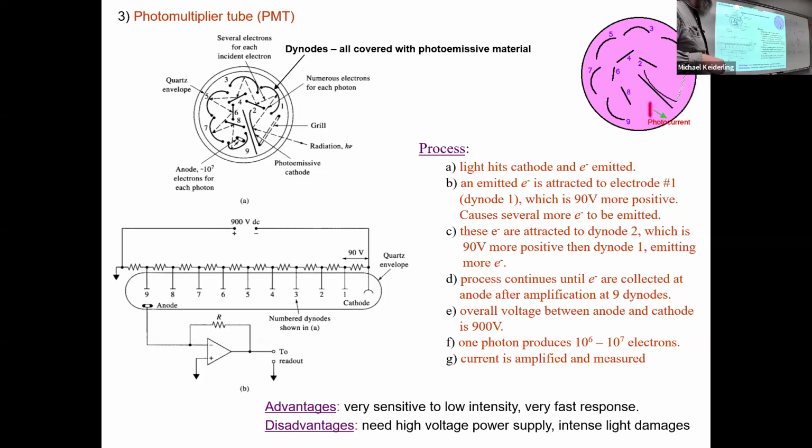It's very sensitive to low intensity and has a very fast response. The disadvantage is you need a high voltage power supply, and intense light can actually damage photomultiplier tubes. This is what they use in things like neutrino detectors, where you're looking for a tiny event that barely produces any light. The Kamiokande neutrino detectors have some of the biggest photomultiplier tubes ever made.